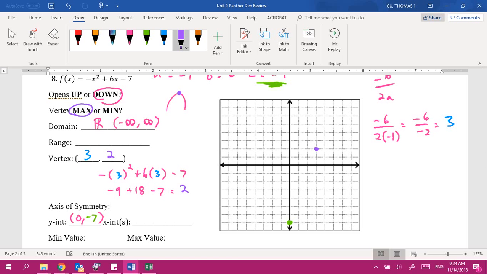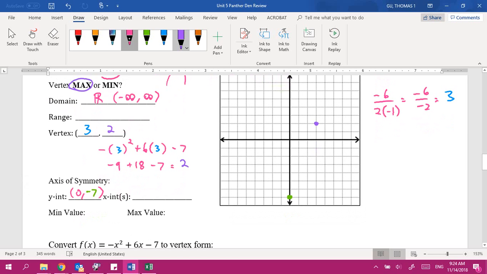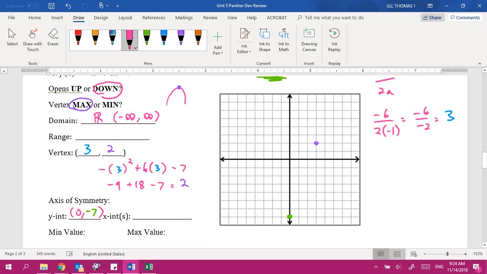Okay, so if we found the vertex, we should be able to write the axis of symmetry. What is the axis of symmetry going to be then? X equals 3. And how did you know it was going to be 3? It's the x on the vertex, that's right. So to go ahead and draw the axis of symmetry then, because the axis of symmetry must go through the vertex like this.